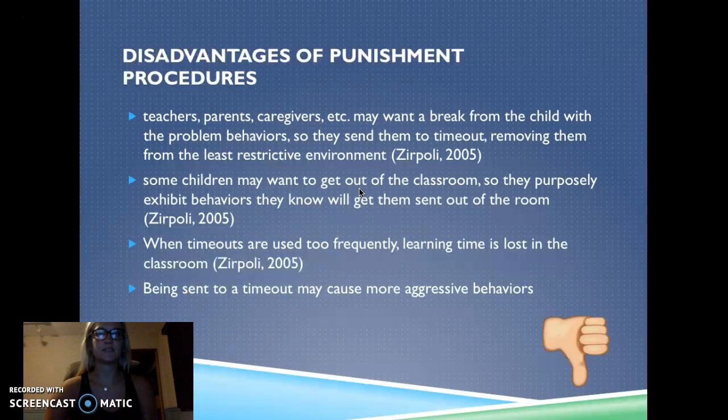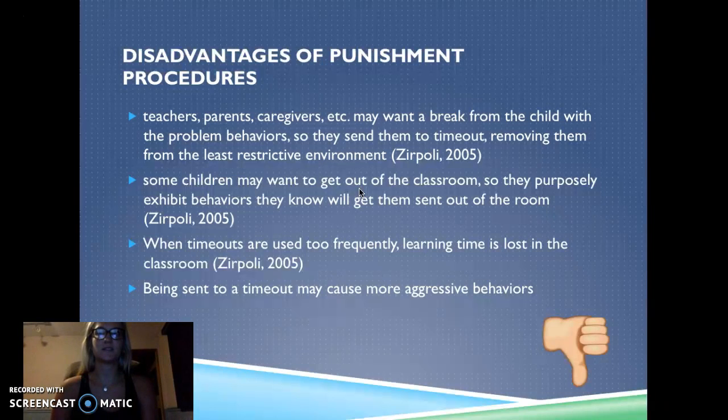Disadvantages of punishment procedures. Teachers, parents, caregivers may abuse timeouts. They may want a break from the child with the problem behaviors, so they send them to the timeout, removing them from the least restrictive environment. The adults in this situation will then use this time as a break, instead of an appropriate behavioral management strategy.